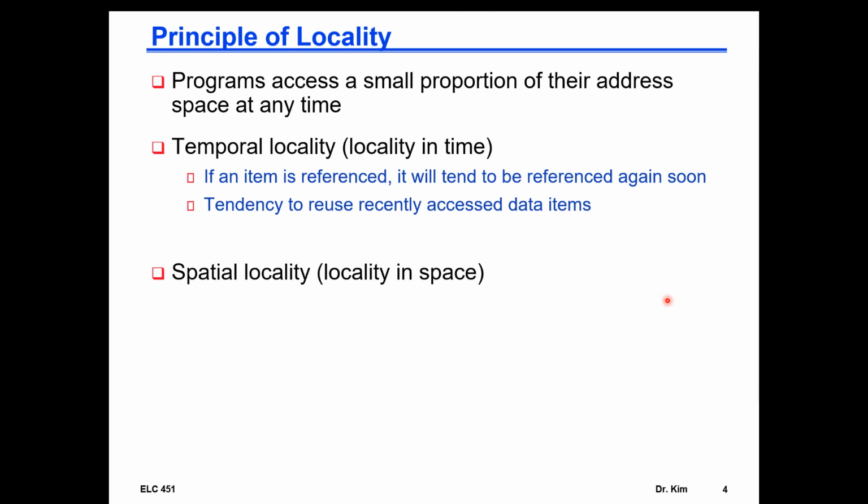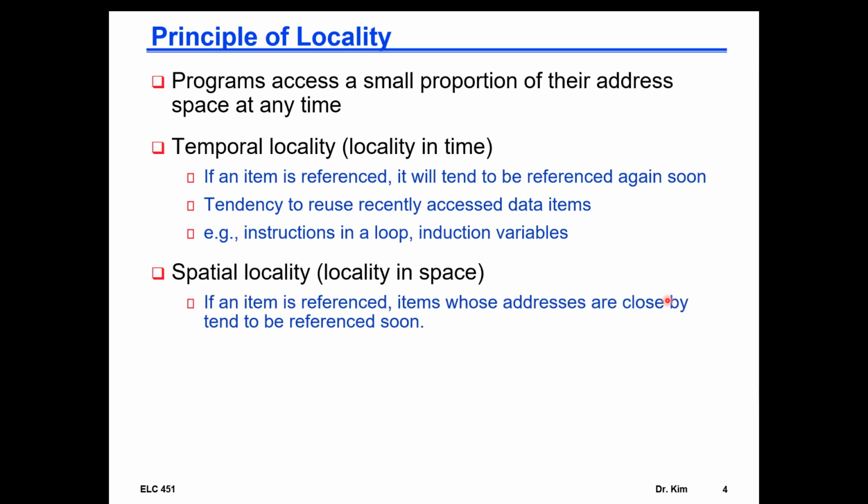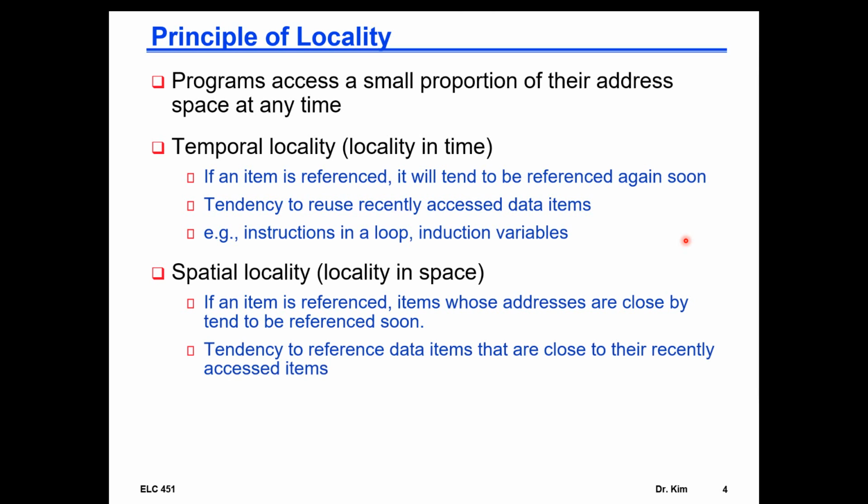The formal definition is what is in blue here. Okay? If an item is referenced, it will tend to be referenced again soon. So that is the definition of temporal locality, the formal definition. Okay? And then the formal definition of a spatial locality is if an item is referenced, items whose addresses are close by tend to be referenced soon. And when we say items, we can be talking about either code or data. All right.